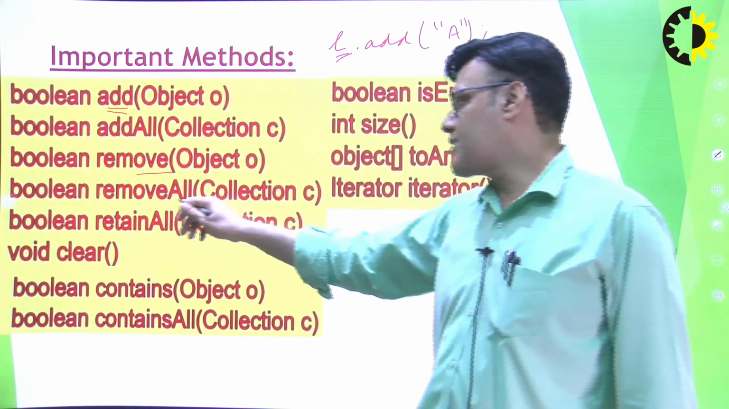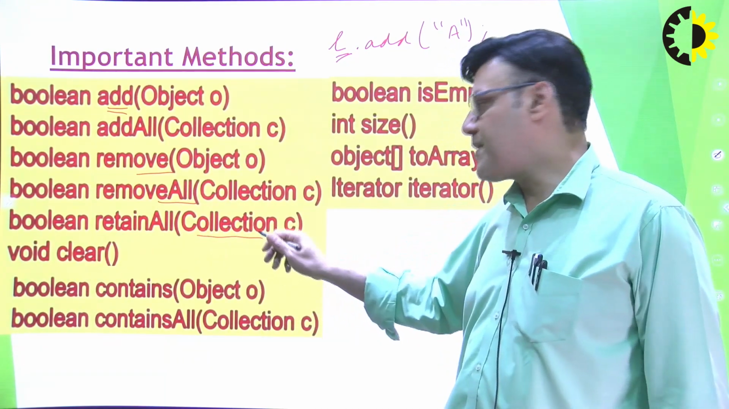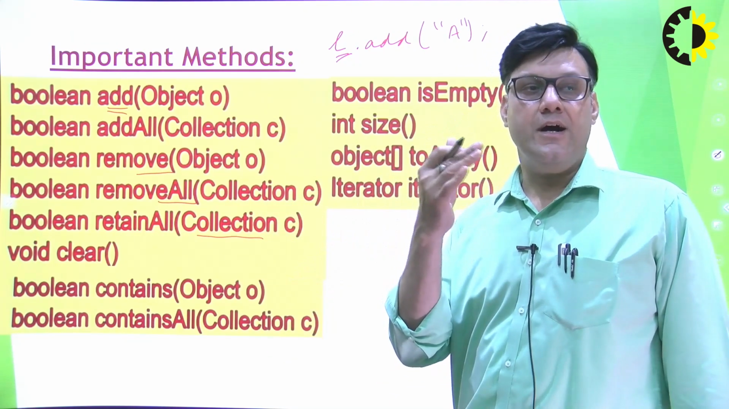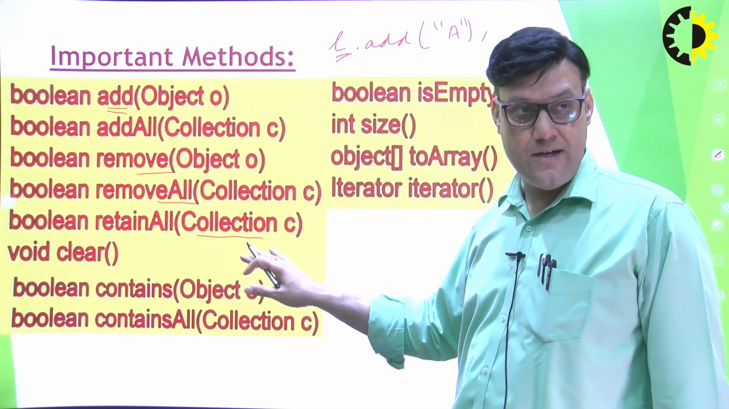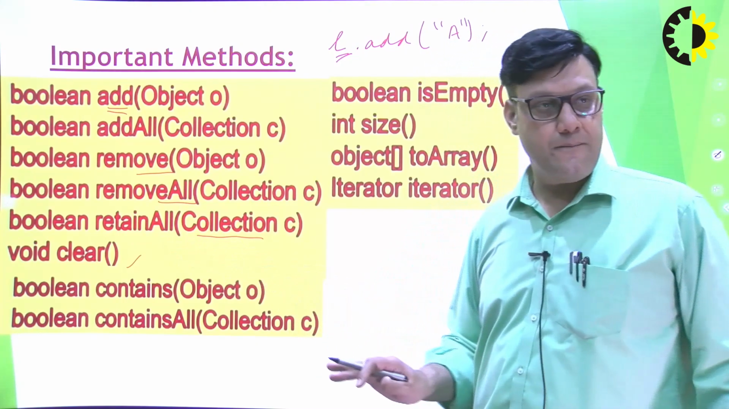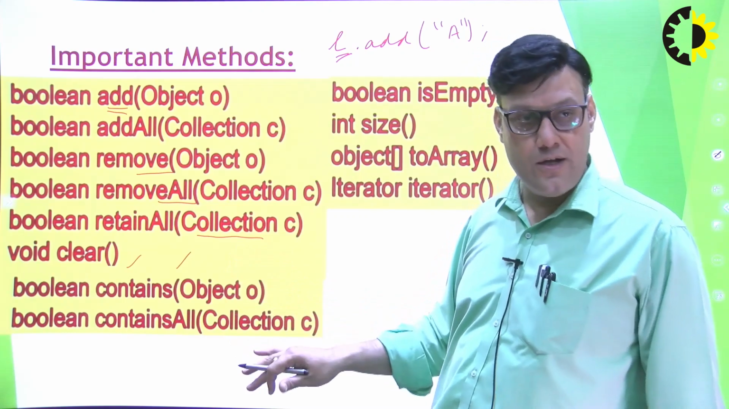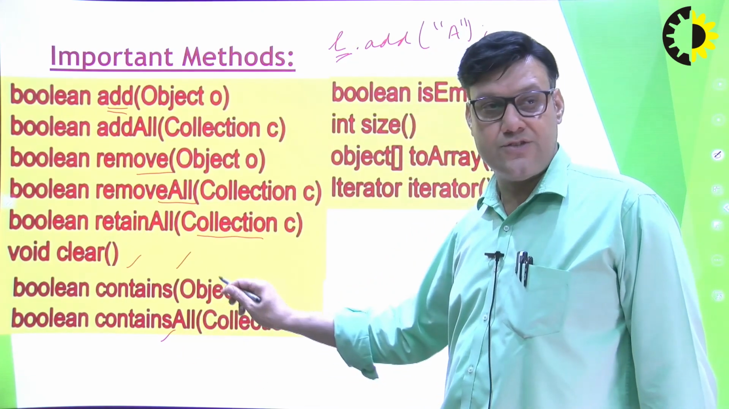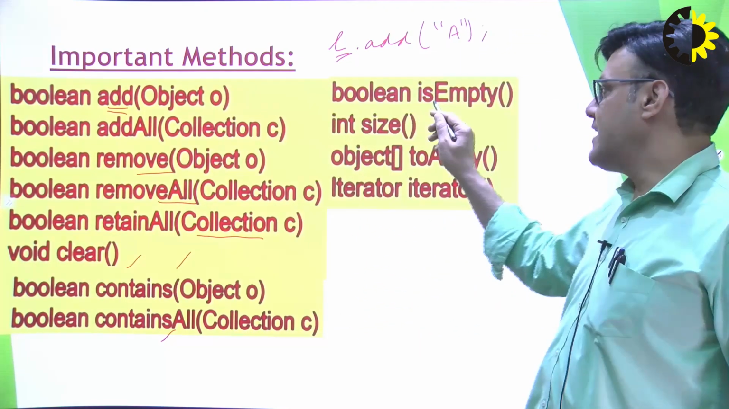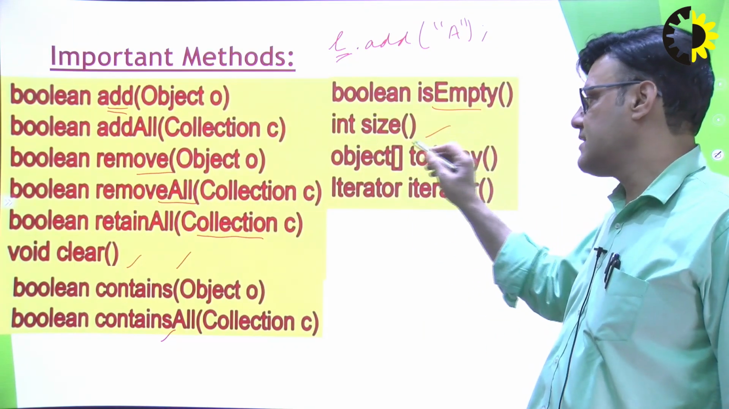To remove a whole collection, removeAll is there. retainAll means I want to delete all the elements except that particular group. Clear means all the collection is cleared. Contains means I want to check whether that particular object is in my collection or not. containsAll checks for a collection. Boolean isEmpty checks whether my collection is empty or not. If not empty, then I will check the size.